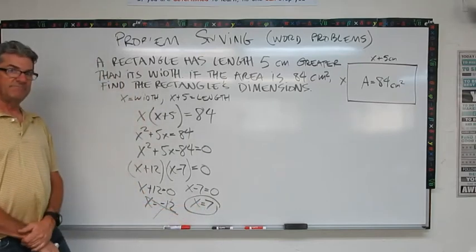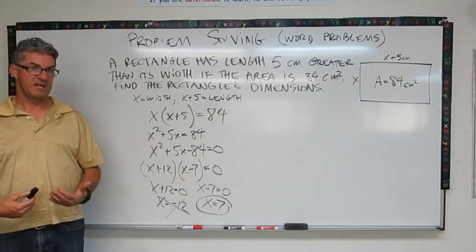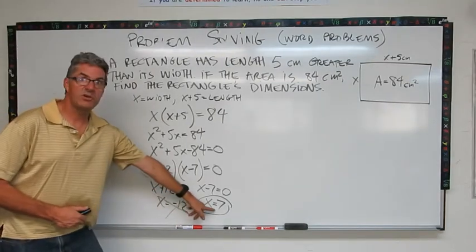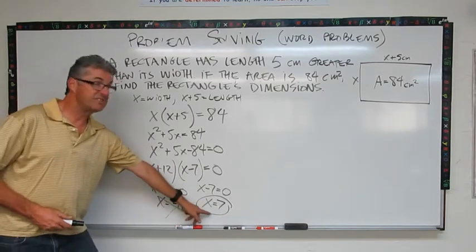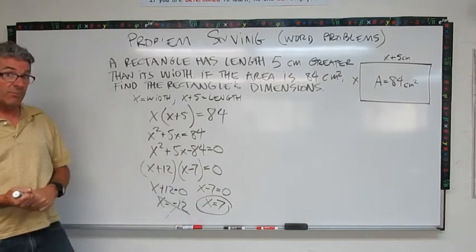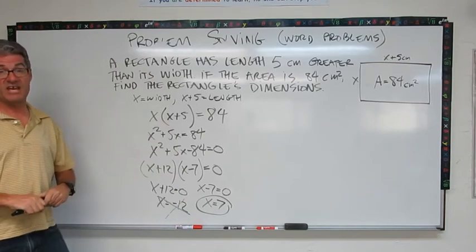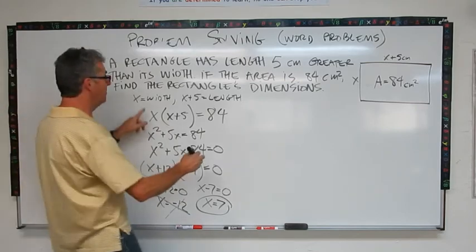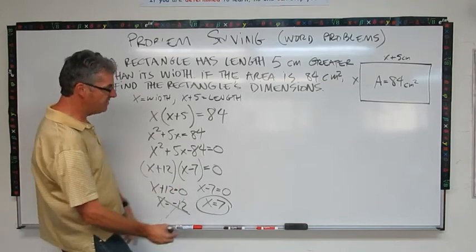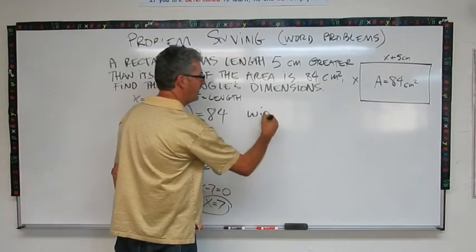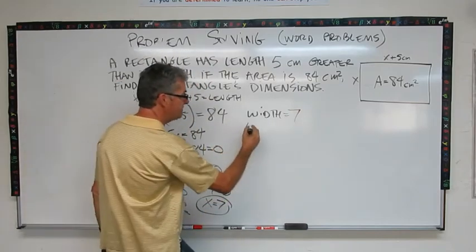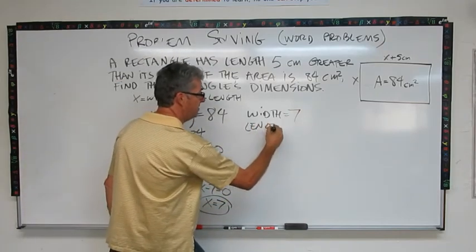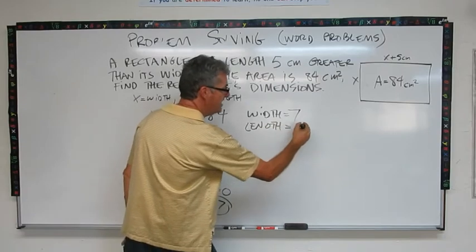So are we done? No, we're not done. What we did is we solved the quadratic equation. We found two solutions. We chucked out one, but we have a solution to this equation. The word problem was asking about rectangle dimensions. So the width is x. We found x. Width equals 7. Length is x plus 5. So length is 12.